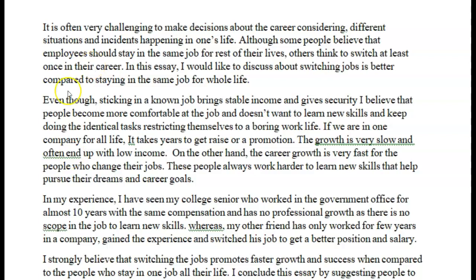Let's keep going. Even though sticking in a known job brings stable income and gives security, I believe that people become more comfortable at the job and doesn't want to learn new skills and keep doing identical tasks, restricting themselves to a boring work life. Okay, so the first problem with this sentence is that it's just far, far, far too long. It goes into the third line and it just has a lot of grammatical problems.